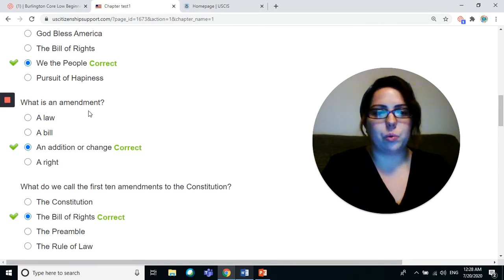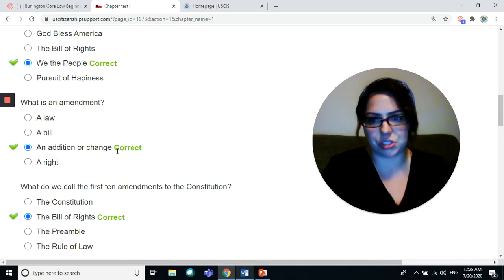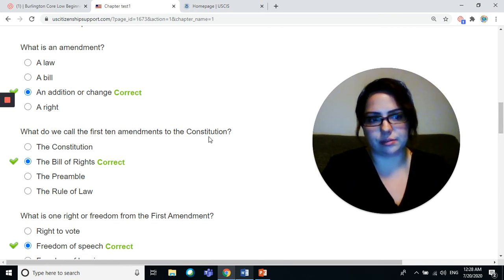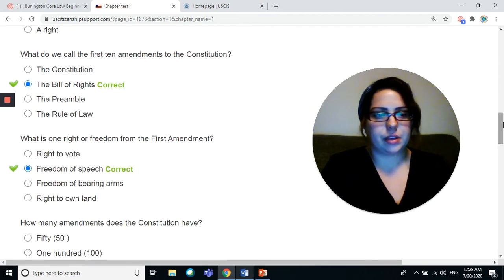Next one. What is an amendment? Repeat. An addition or change. Next one. What do we call the first 10 amendments to the Constitution? The Bill of Rights. Repeat. The Bill of Rights. Next one. What is one right or freedom from the First Amendment? Repeat. Freedom of speech.